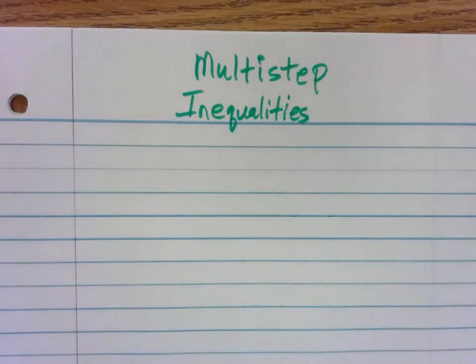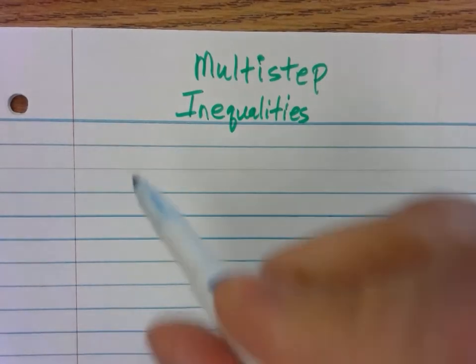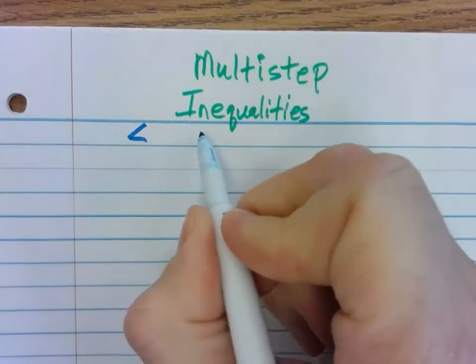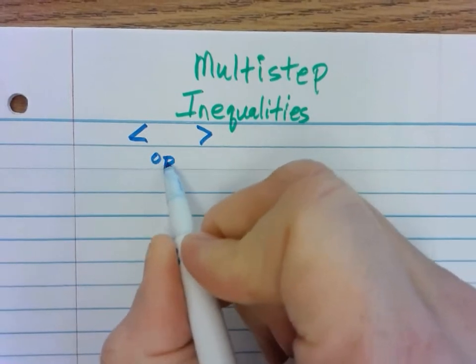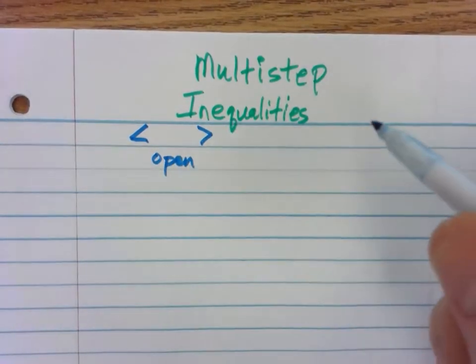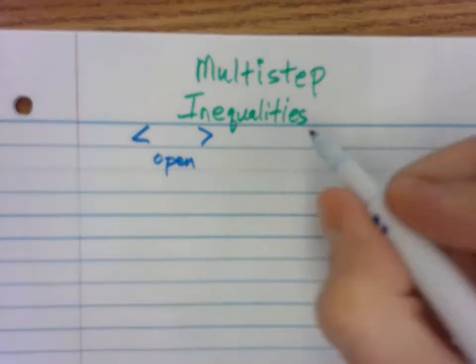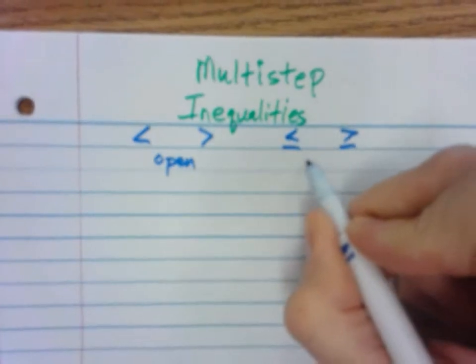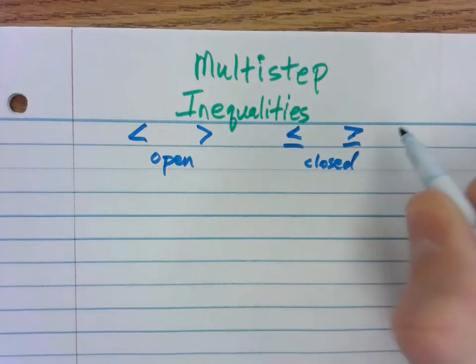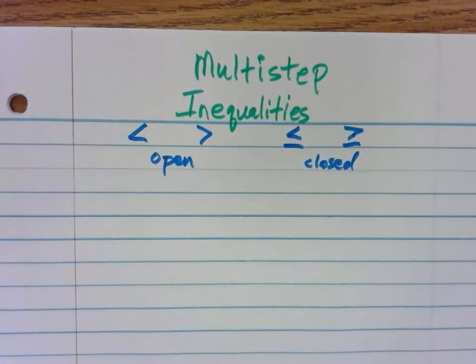All right, multi-step inequalities. Here we go. So, just in a little quick review, of course, we know we've got our inequality symbols. We've got our old less than and greater than. Of course, they get the open circles when you graph them. And, of course, then we've got the less than or equal to and the old greater than or equal to. And, of course, they get the closed circles when you graph them. So we'll not only be solving them today, we'll be graphing them as well.